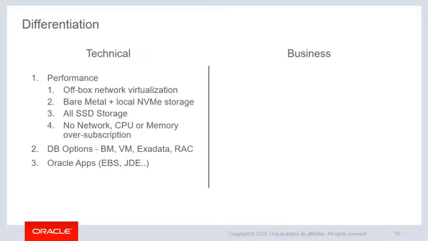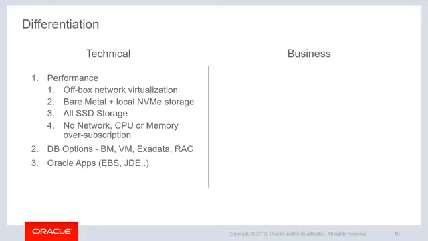So the question which we get asked a lot is how is Oracle Cloud Infrastructure different from other cloud platforms out there? So to think about this, you should think in two different dimensions. One is on the technical side, we have some differentiation, and then the other differentiation is on the business side. So on the technical side, the biggest differentiation for us is performance.